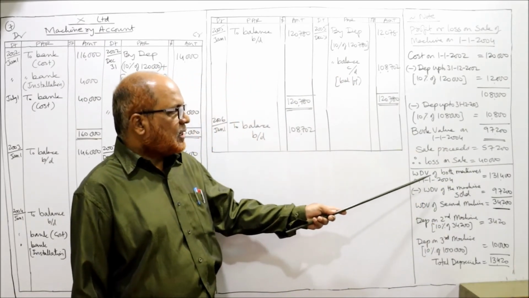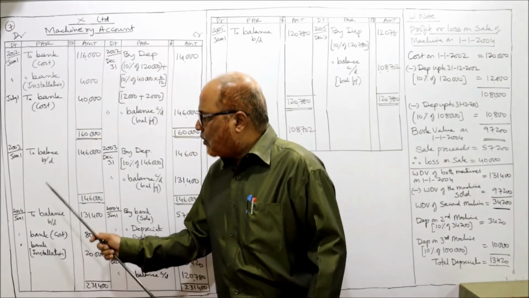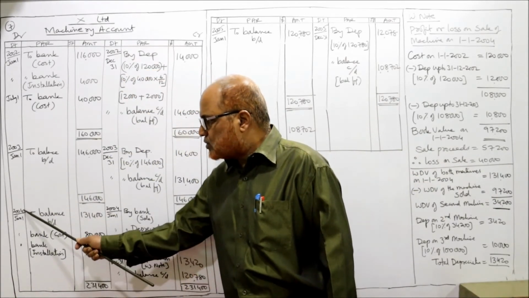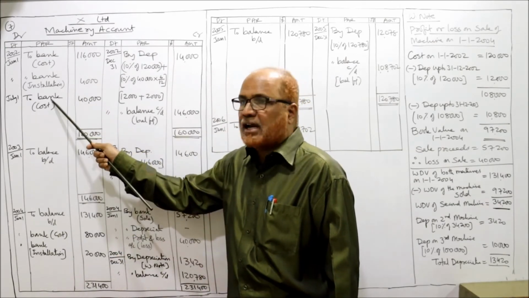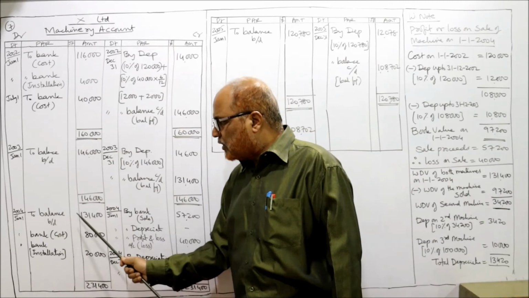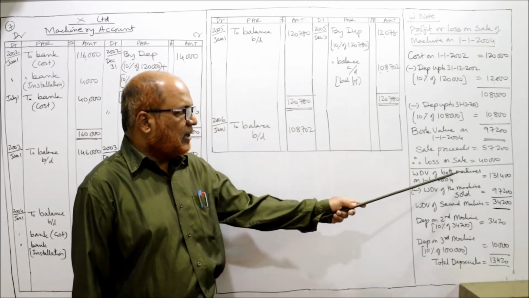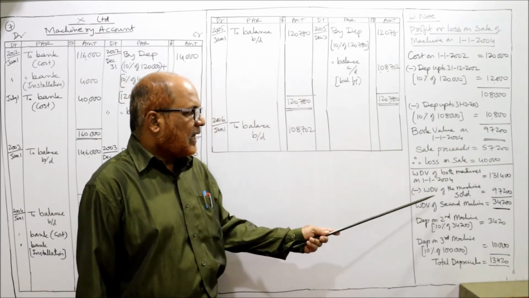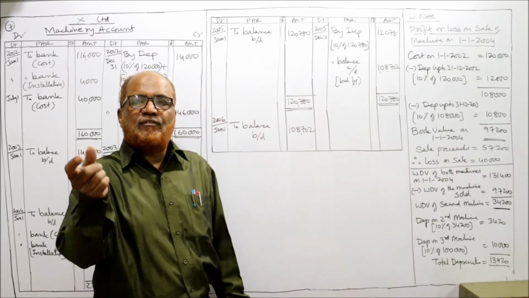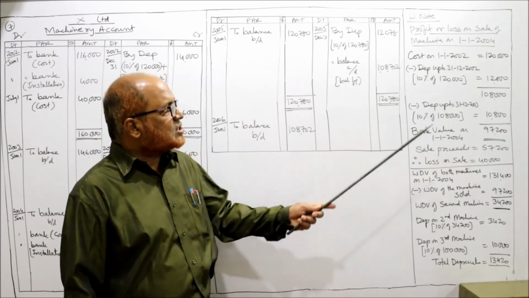Come to working notes. WDV of both machines on 1/1/2004. See here. On 1st January 2004, what is the WDV of both the machines, first machine and second machine? The WDV of both the machines is 1,31,400. So here I have taken WDV of both the machines on 1/1/2004, 1,31,400 less WDV of the first machine which is sold away.